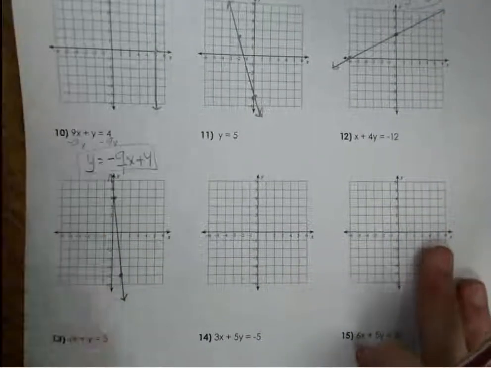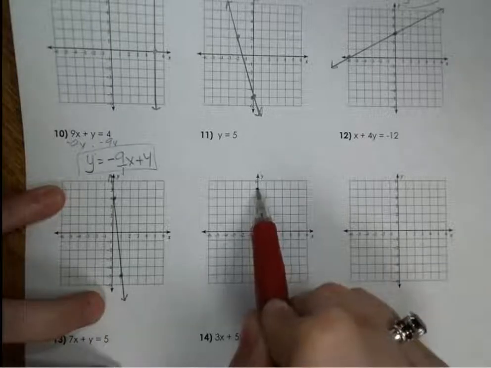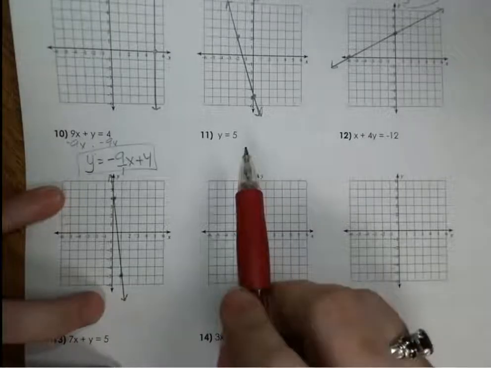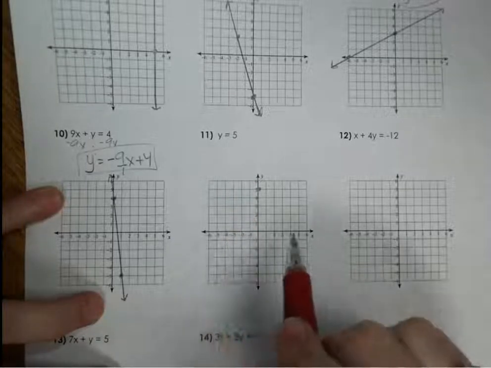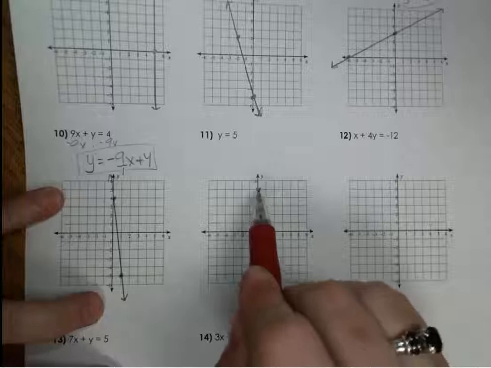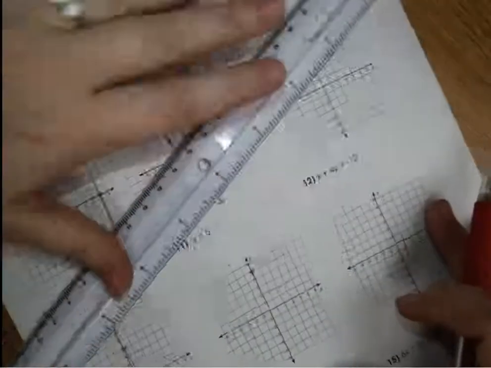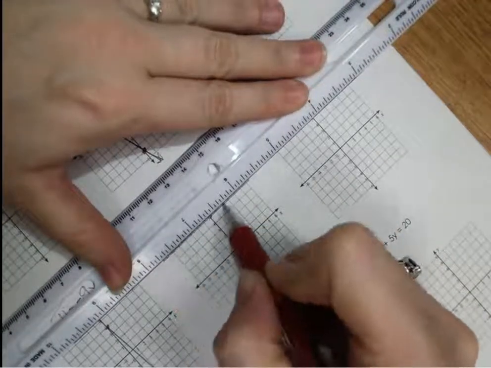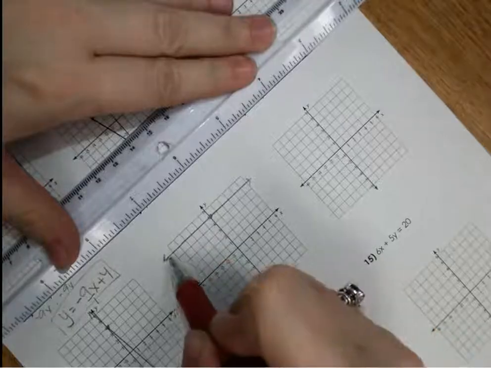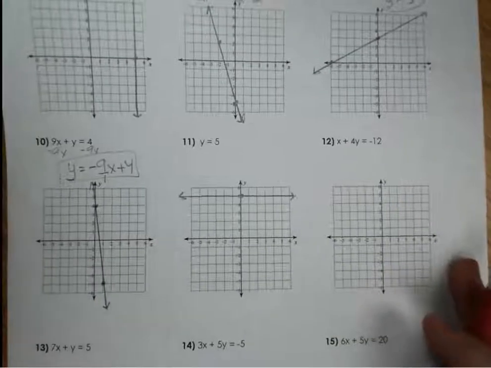All right. 11, y equals 5. Let's plot that point. Y, 5, right here. Again, notice there's no x's in this equation, so this line will never touch the x-axis. To make that happen, this line has to go perfectly horizontal, so it never crosses. There we go, y equals 5.